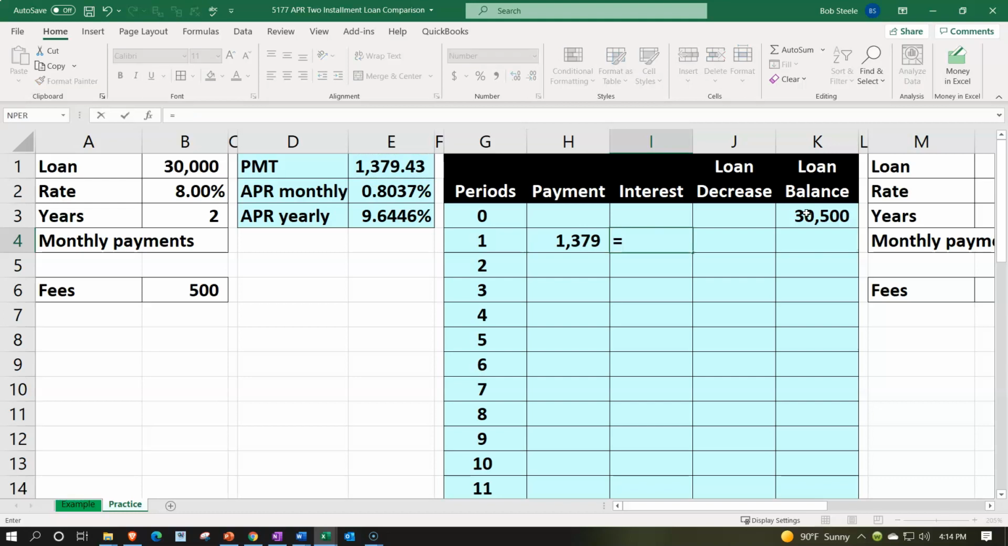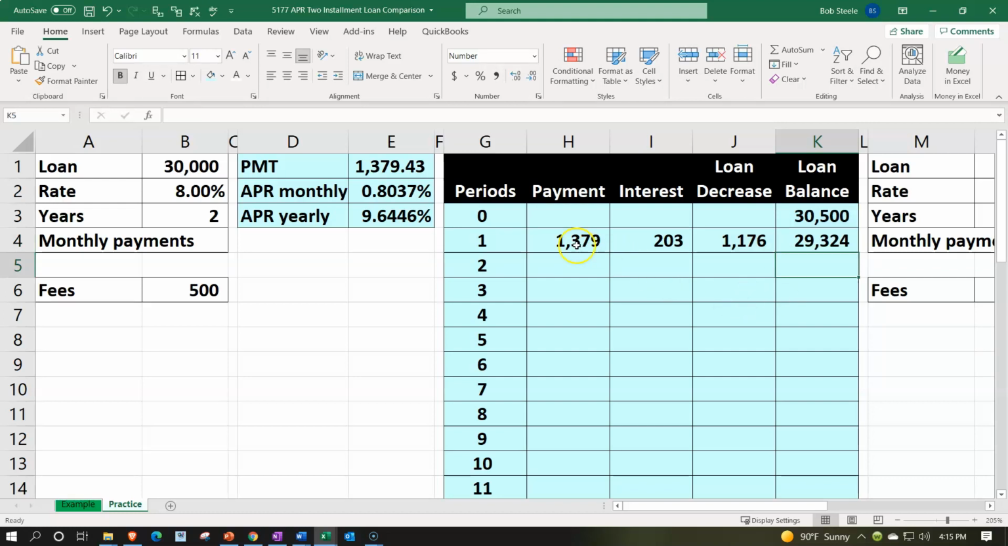Tab, and then this is going to be equal to the loan balance times the rate. We're not picking up the APR, but the normal rate here. And then F4 on the keyboard, making it an absolute reference, then divided by 12 because that is the yearly rate. We need a monthly amount. So we'll then subtract out, if this is the payment minus the amount that is the interest, then the reduction in the loan is going to be the 1176, and therefore the loan balance is going to be the 30,500 minus the reduction in the loan. And there we have it.